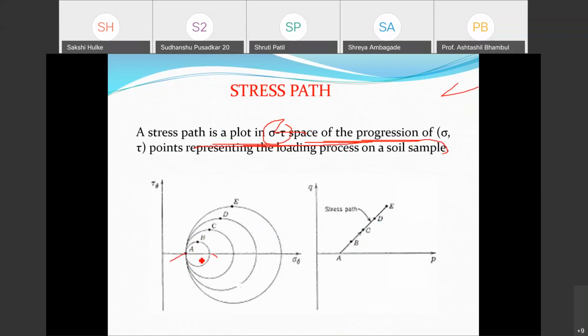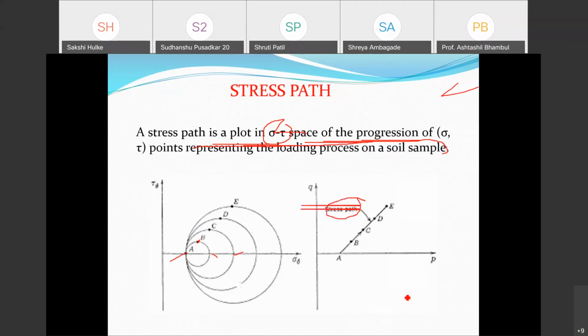If I apply this much load, this is the maximum load applied here, B. Maximum stress which is applied here is B. Again, I keep the same sigma 3 and only increase the sigma 1, because in shear stress also we had seen we are increasing sigma 1. Okay, so I will get this point C, point D, point E. So if I join all these points, this indicates my stress path.